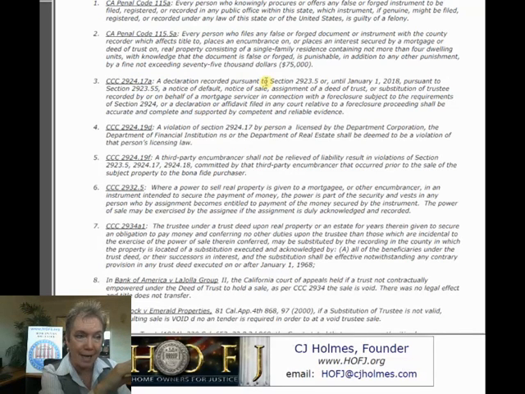They changed that code to say that anybody that's going to file any of these, notice of default, sale, assignment or substitution of trustee, all of that has to be based on accurate and complete documentation and supported by competent and reliable evidence. That's the loophole. That's the standing loophole, if you will. That's how people are going to be able to fight back in court.